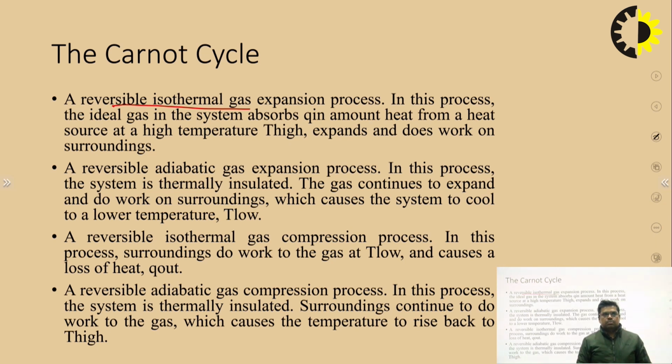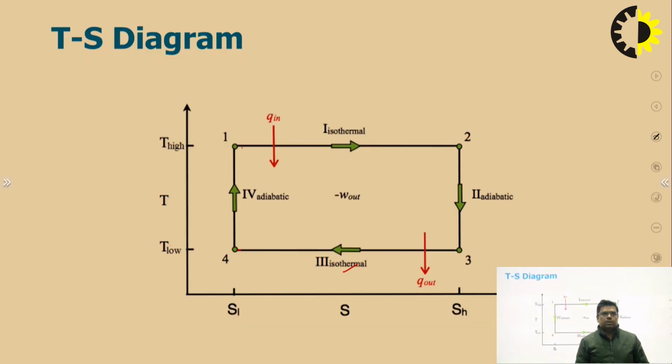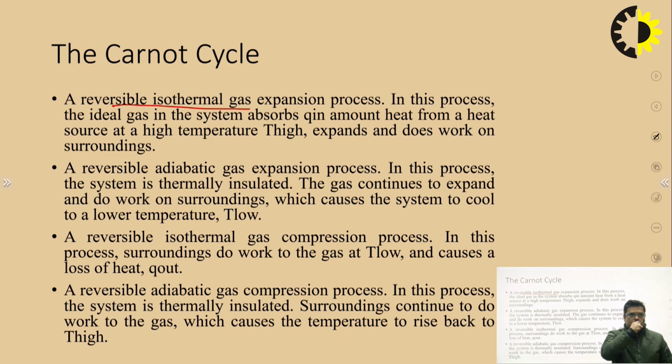In this process, the ideal gas system absorbs heat, which is represented in the figure as Q in, from the heat source at temperature TH. The same process is written here: isothermal reversible, adiabatic reversible, isothermal reversible, adiabatic reversible compression. All processes can be explained with this TS diagram and PV diagram.